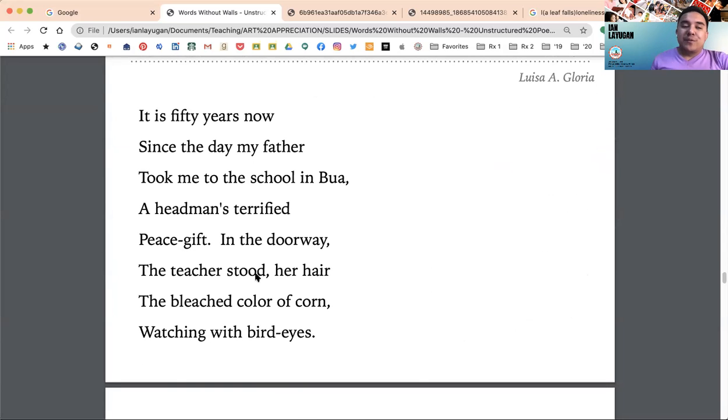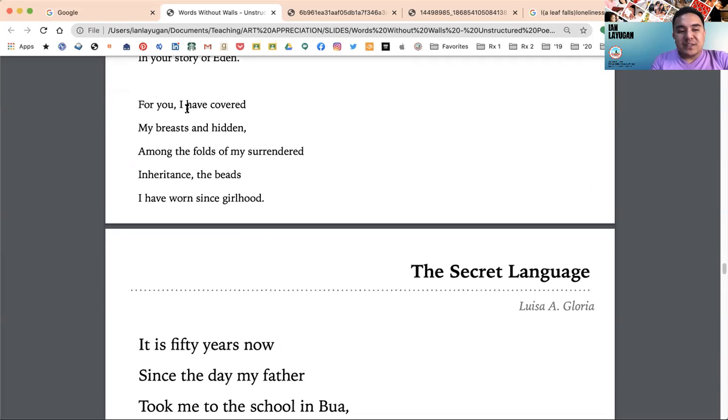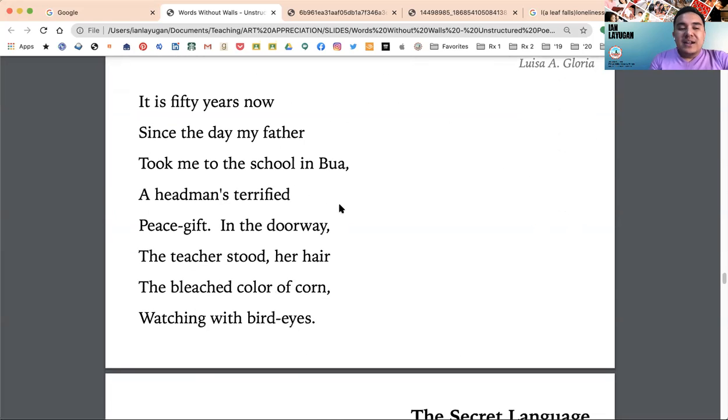So there's a fast forward. "It is 50 years now," sabi. "It is 50 years now since the day my father took me to the school in Bontoc." So whoever is saying this is probably in her late 50s or early 60s. How do I know? Because 50 years ago yung experience niya na to. Right? This was her experience 50 years ago, since the day her father took her to the school.